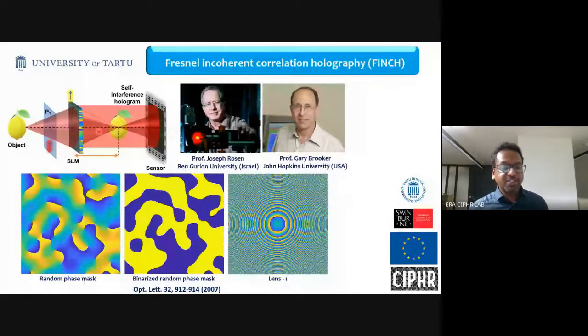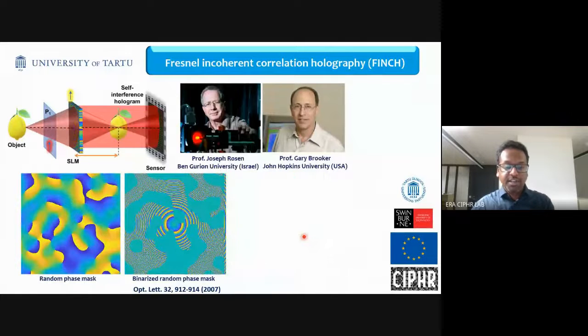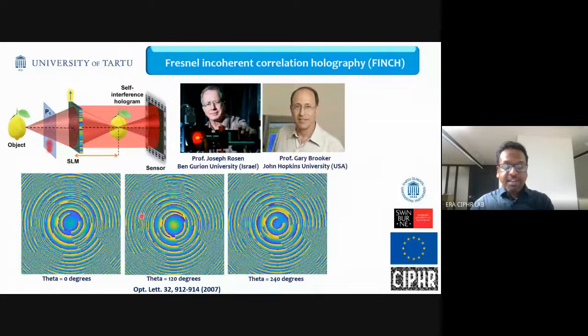When we reconstruct this hologram, there is always this twin image and bias terms. So it is necessary to create multiple camera recordings to remove these unwanted noises. So what Professor Rosen and Gary Brooker did was, they took a random phase mask and then they binarized it like this. And then they incorporated two lenses in this way. They multiplied the lens function to this and the second lens to the remaining area. So they created a bifocal lens, and they created a phase shift. They changed one lens with respect to the other in steps of 120 degrees.